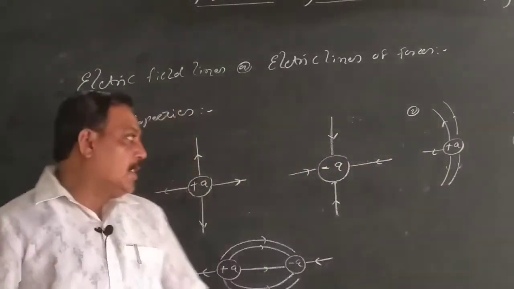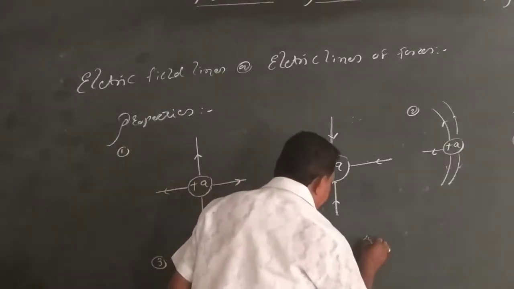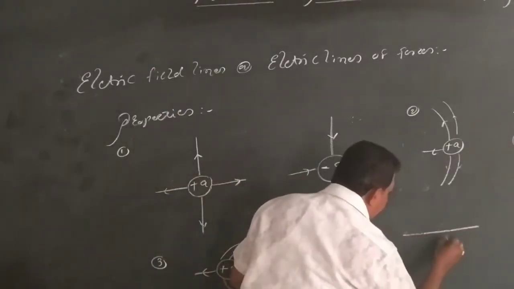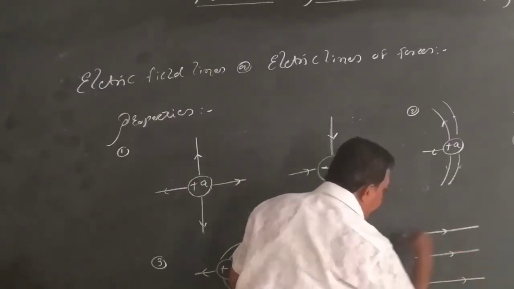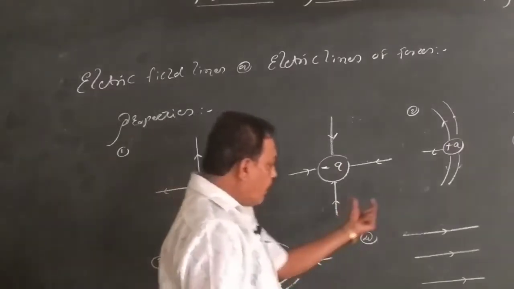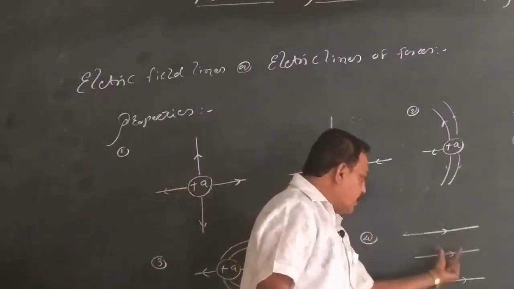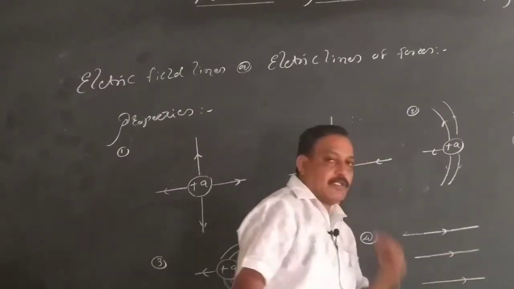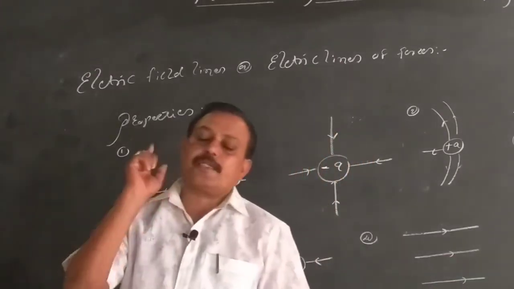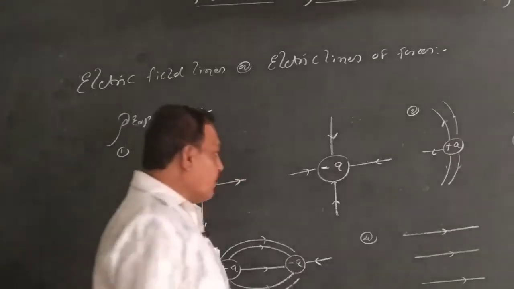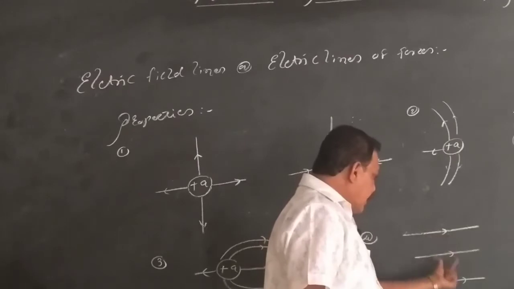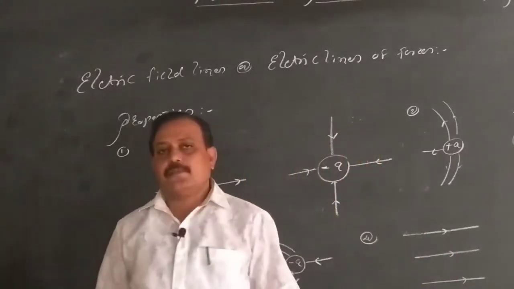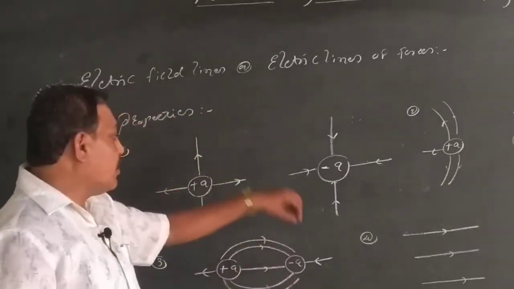If I put the fourth figure like this, now these are the electric lines of forces which are equispaced and in the same direction. A set of electric lines of forces which are equispaced and in the same direction represents a uniform electric field. Just by seeing the figure only, we can make the sentence.